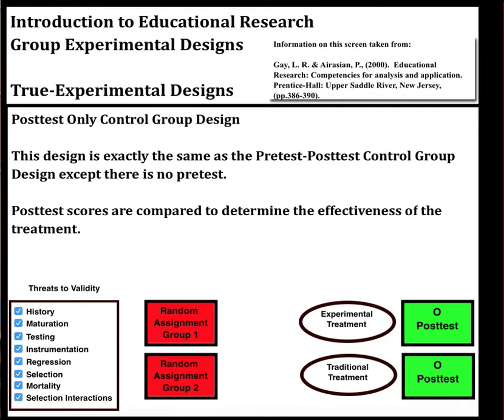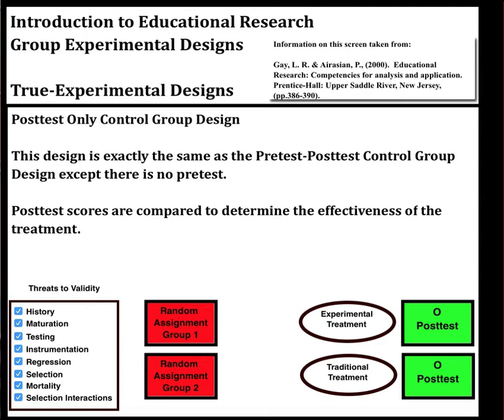Next, we'll take a look at the post-test only control group design. This design is exactly the same as the pre-test, post-test control group design, except there's no pretest. Participants are randomly assigned to groups. They're exposed to different treatments. One gets an experimental treatment, one gets traditional treatment, and then they're post-tested. Post-test scores are then compared to determine the effectiveness of the treatment.